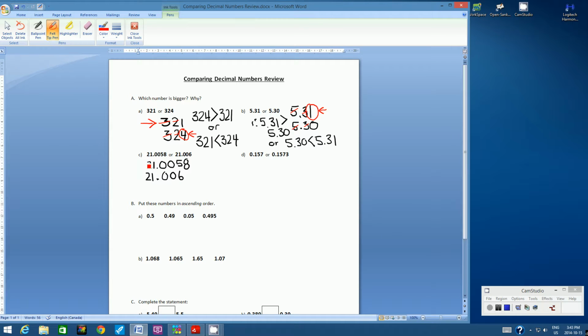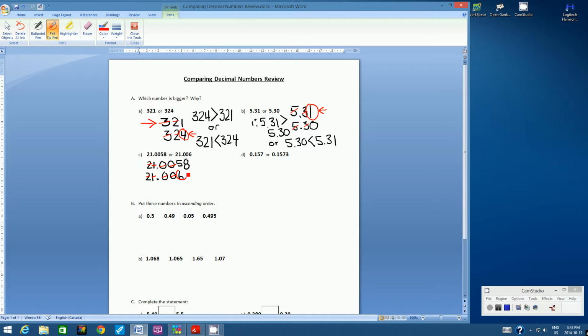In the tens column, we have a 2 and we have a 2. In the ones column, we have a 1 and a 1. Everything's equal so far. In the tens column, we have a 0 and a 0. In the hundreds column, we have a 0 and a 0. Now, in the thousands column, we have a 5 compared to a 6.